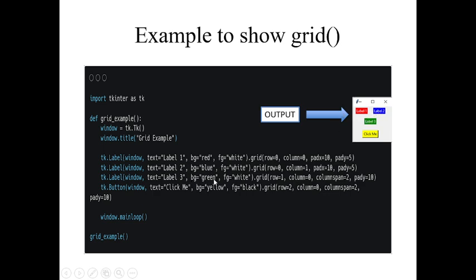The third label is green, this one. Now the row changes. The first two were in row 0, this is in row 1. Column 0, column span 2, we have increased the size. Pad y was 5 before, now it is 10. The last one is the yellow button, in row 2. Row 2, column 0, again column span 2, we have increased the size, pad y is 10, and distance from x is 10. So this is the arrangement using .grid.